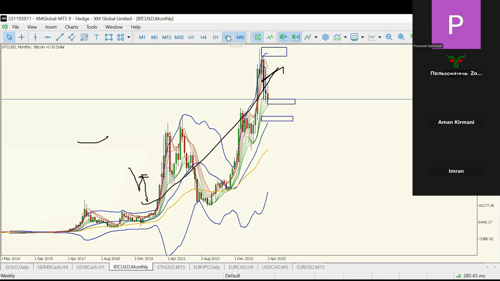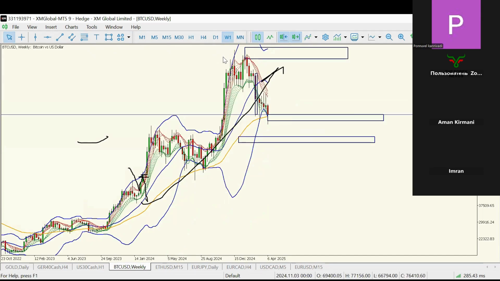Okay, so we are not magicians. We are using the same indicators which you are using, but you need to focus on it. You need to practice on it.